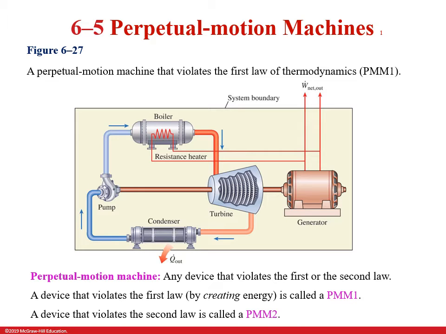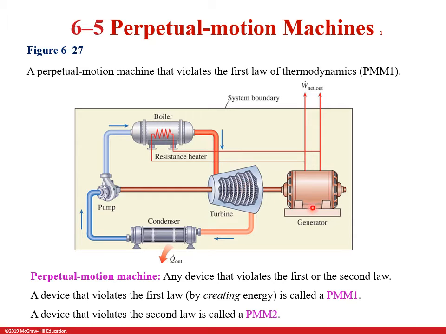So now that we know about the first and the second law, let's discuss perpetual motion machines. What do we see here? Well, we see here a system with a system boundary, in which we've got heat out and work out, right? So what's happening inside the system? Well, let's see. We've got this boiler that's being resistively heated, generating steam, turning a turbine, dumping heat, repumping.